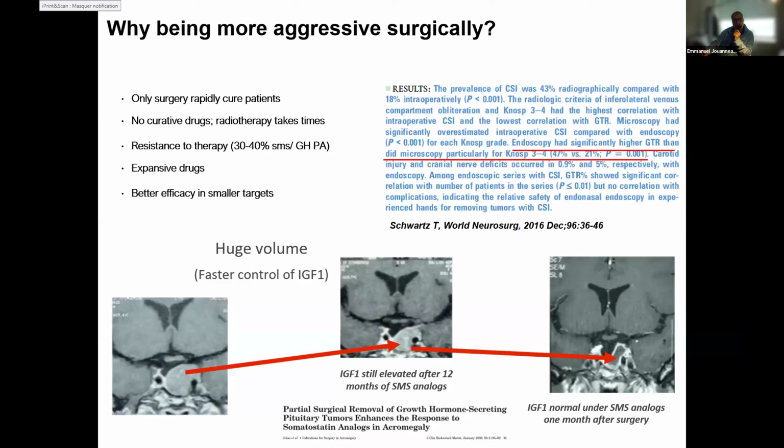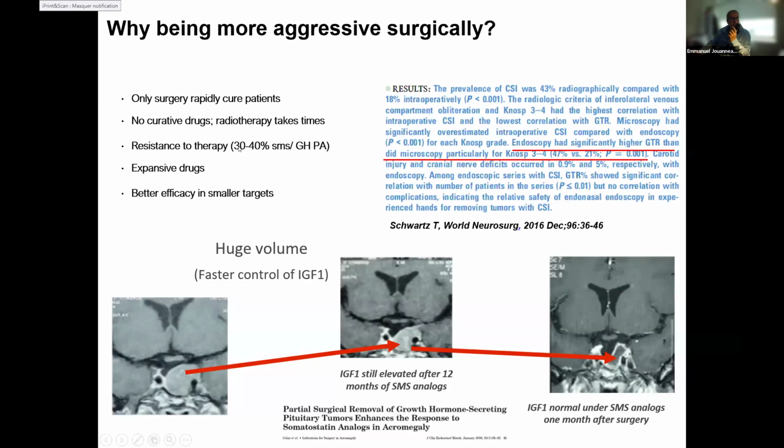It's not the same story for secreting pituitary adenomas because, like in this case, it's an acromegalic patient. There is cavernous sinus invasion. You can have some corticotroph adenomas. It's not the same story for prolactinoma because we have a very efficient medical treatment. But for the first case of secreting acromegalic and corticotroph, only surgery can rapidly cure the patient. And sometimes it's very important not to let the patients live with the disease for years. There are no curative drugs.